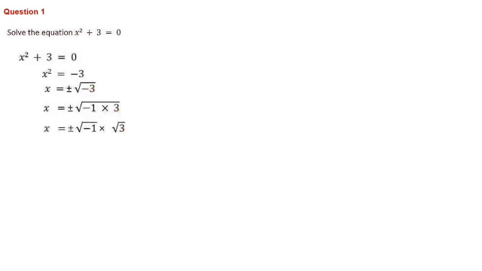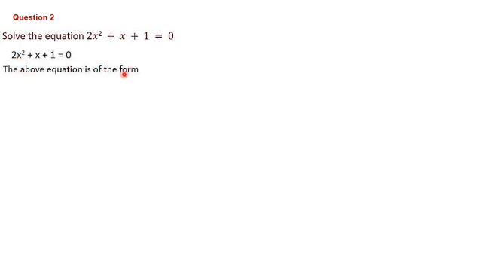And again this we can write as plus or minus, splitting minus 1 into 3, root of minus 1 into root of 3. And root of minus 1, we know that it is an imaginary number iota, that is plus or minus i into root 3. So here i we have taken as root of minus 1. So x is equal to plus or minus root 3 i. This is the solution of the equation.